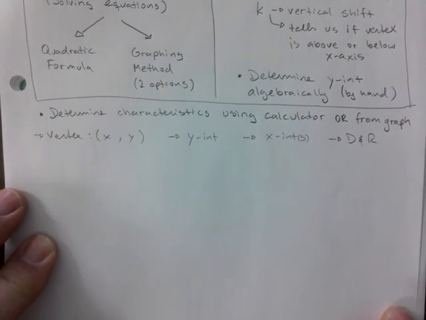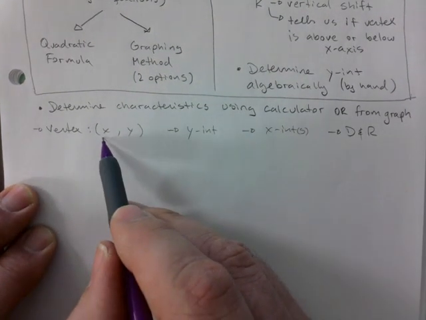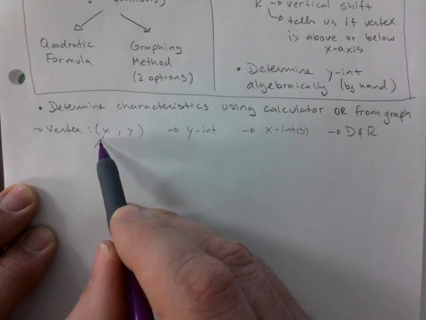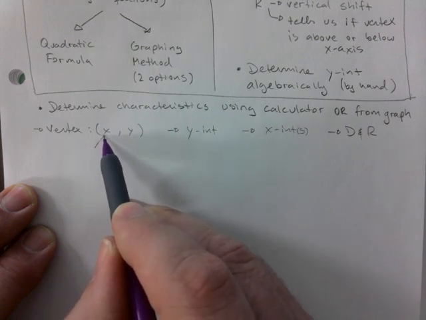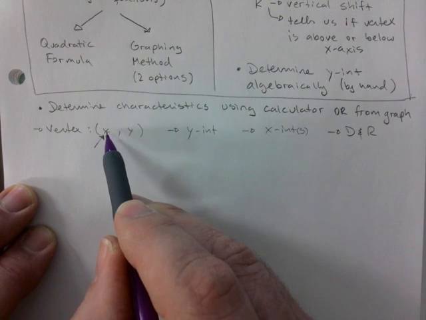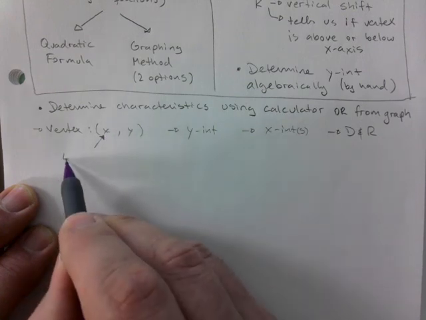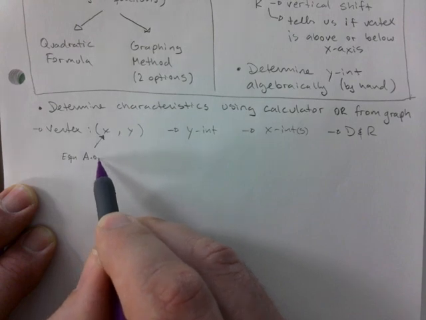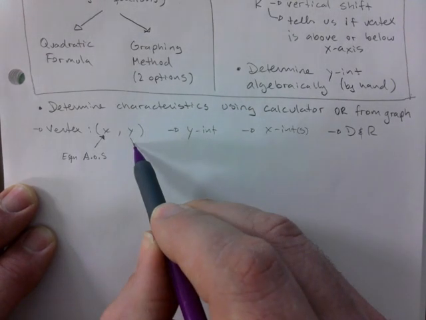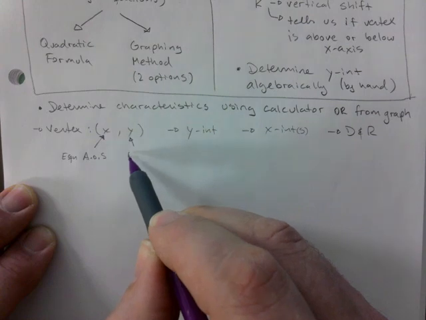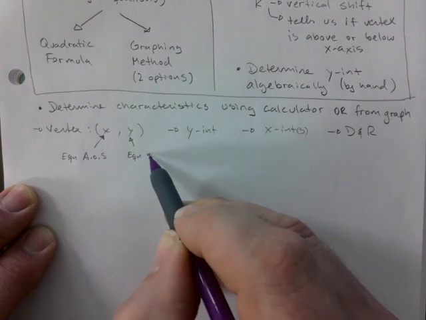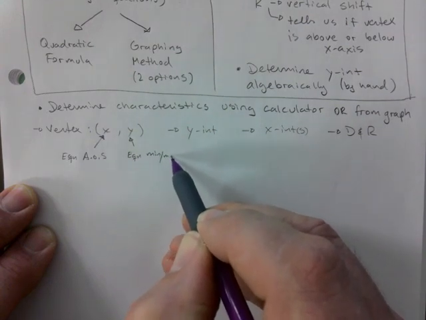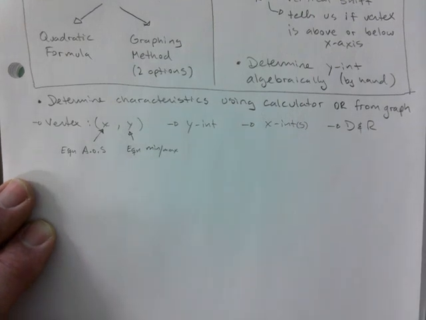And always remember that the vertex also gives you two additional pieces of information. This one gives us the equation of the axis of symmetry, and this would be the equation of either a min or a max. Only one of them applies.